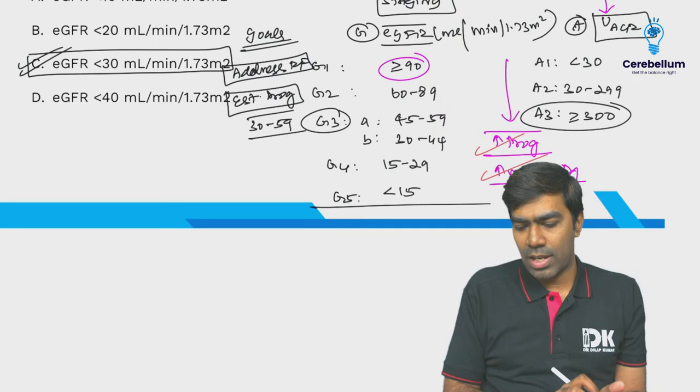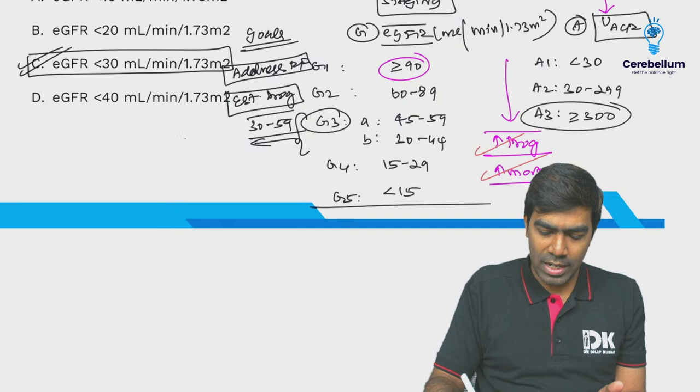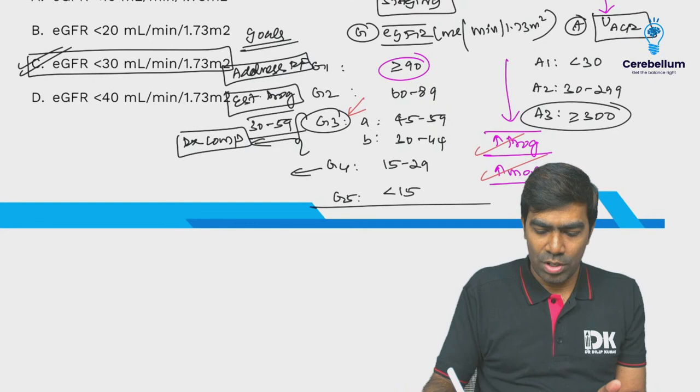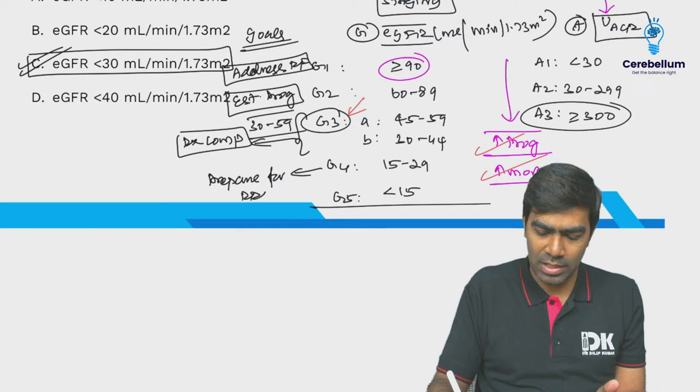In G3, the most important thing is to treat the complications, because most of the complications are going to arise when the patient enters the G3 stage. So you have to treat the complications of CKD. In G4, you need to prepare the patient for renal replacement therapy, because they are going to move towards end-stage renal disease faster.